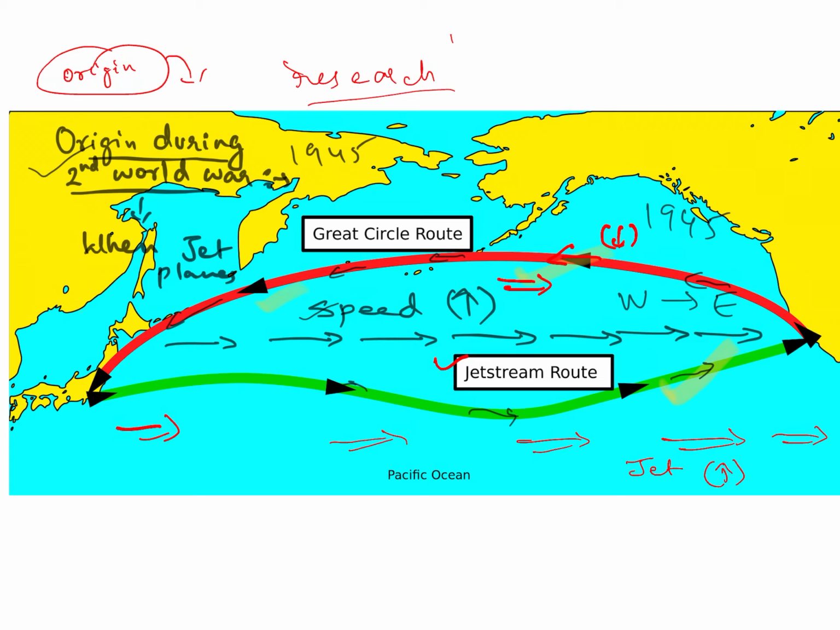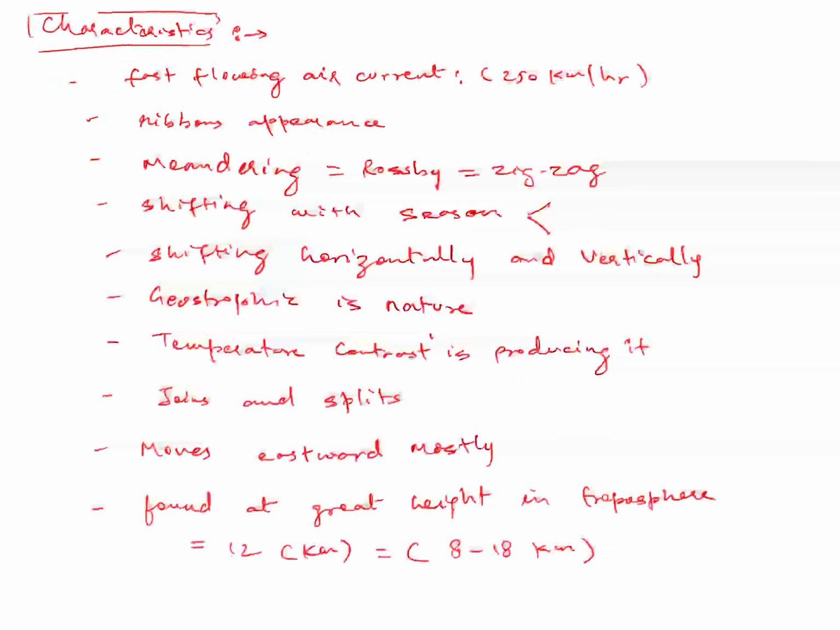Is it only on the Earth? No. It is also found in other planets. It is an atmospheric system. But we are focused mainly on the tropospheric jet stream of great heights. Let's see the general characteristics of the tropospheric jet stream.